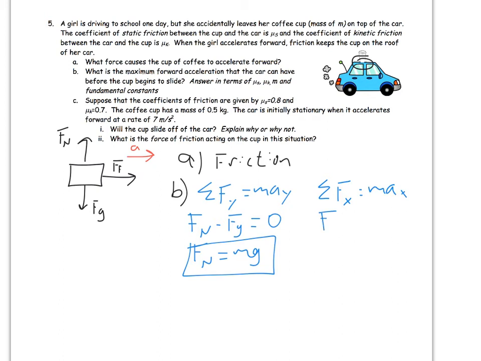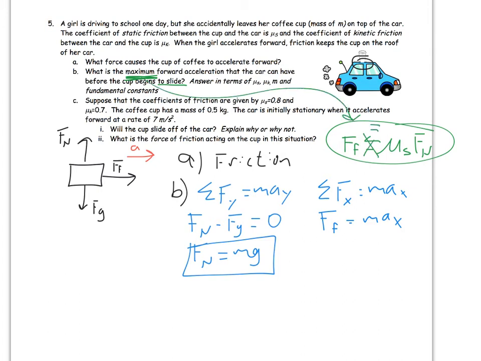We have just the force of friction here. It's going to be equal to m times ax. For that force of friction, we know it's before it begins to slide, so I'm dealing with static friction, which has that force of static friction is less than or equal to mu times my normal force. Because I'm worried about the maximum acceleration, I can say that that force of static friction is not less than or equal to, but simply equal to.